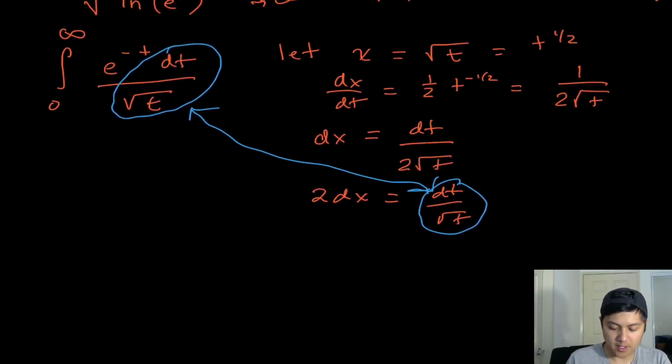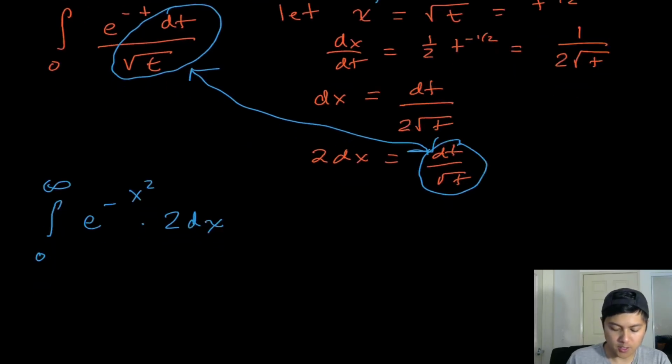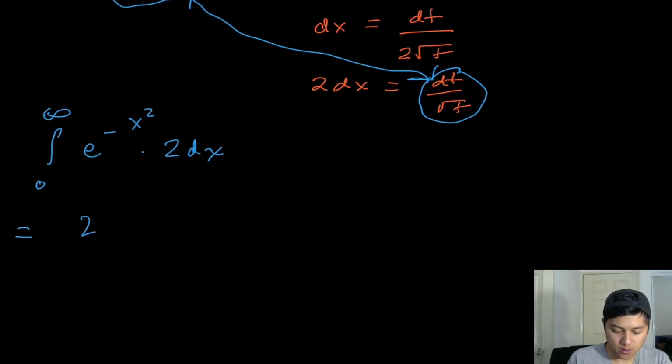And thankfully, because x is equal to root t, the integration bounds stay exactly the same: if t is equal to 0, x is equal to 0, and if t is equal to infinity, x still equals infinity. So we're going to have 0 to infinity. Now we have e to the minus, and if x is equal to root t, that means x squared is equal to t. And now this dt over root t can get replaced by 2 dx. So essentially we have 2 times the integral from 0 to infinity of e to the minus x squared dx.